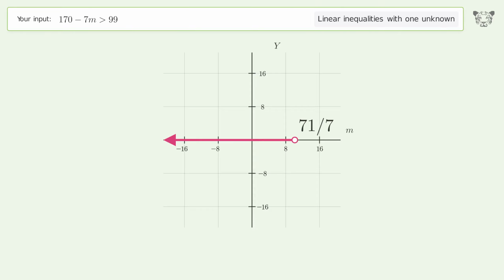And so the final result is m smaller than 71 over 7 smaller than 101 over 7.